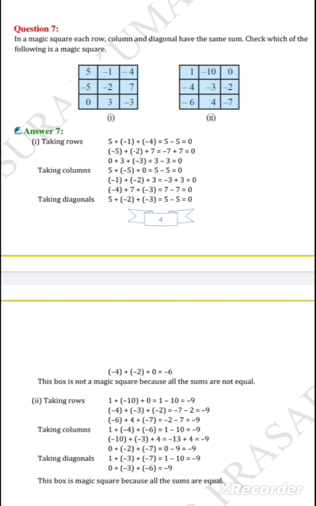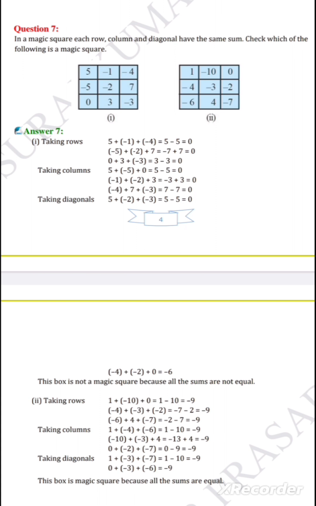Taking rows, 1 plus minus 10 plus 0 is minus 9. Minus 4 plus minus 3 plus minus 2 is minus 9. Minus 6 plus 4 plus minus 7 is equal to minus 9. Taking columns, 1 plus minus 4 plus minus 6 is equal to minus 9. Minus 10 plus minus 3 plus 4 is equal to minus 9.